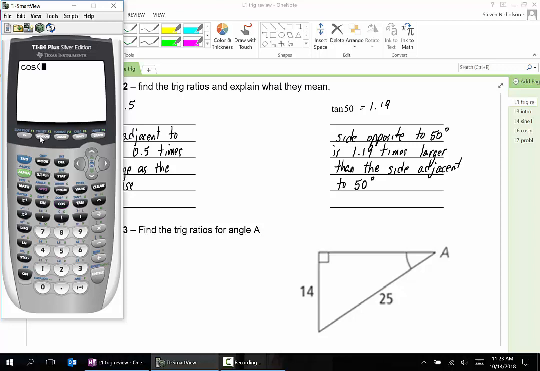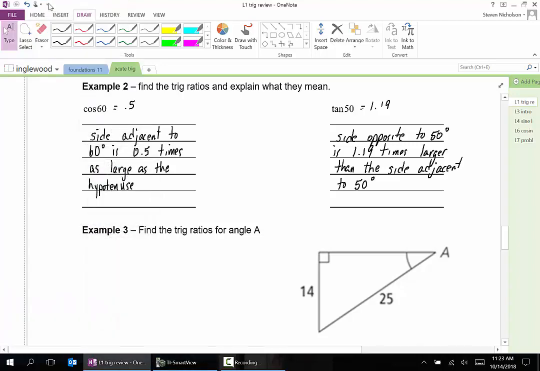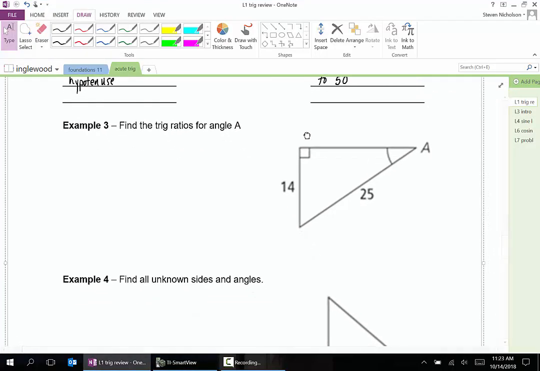So in the cosine of 60 degrees, all I did to get the 0.5 was I punched in cosine 60 and then I hit enter, and there's my 0.5. When I punched in the tangent of 50 degrees, my calculator told me 1.19 blah blah blah. So we didn't talk about that. We're going to talk about it in the future, and I just wanted to remind you. So let's go on and do some examples.